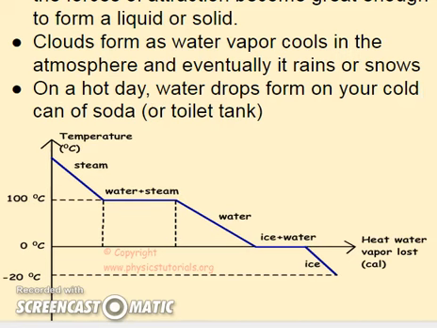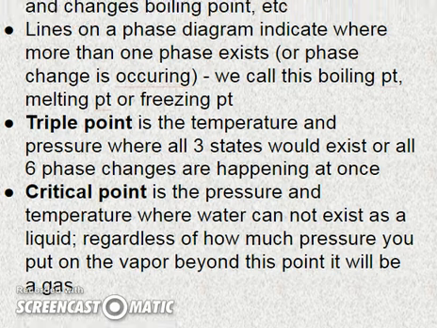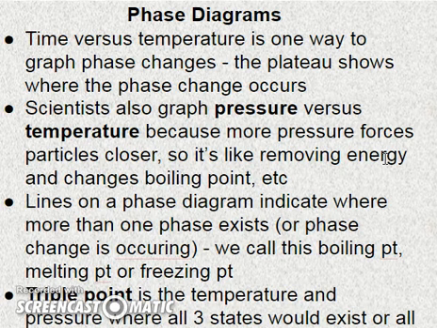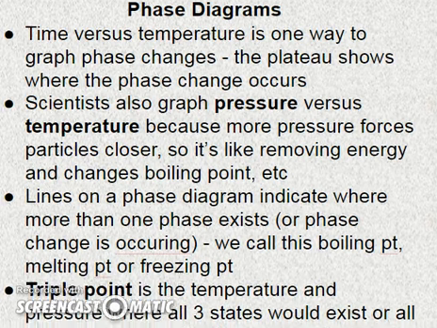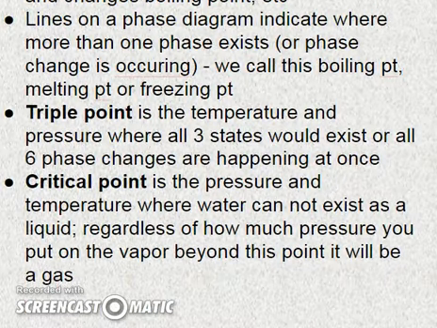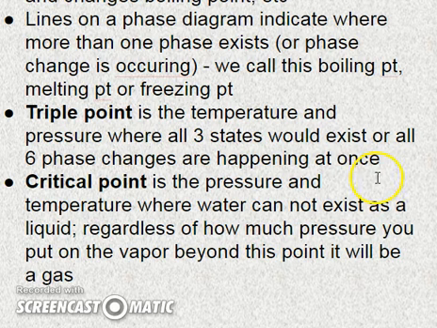The last thing to talk about are pressure temperature phase diagrams. And these are new probably to you, but it really shows the relationship between pressure and temperature. You can increase temperature and decrease pressure to have the same effect. So when we look at it, the lines on a phase diagram indicate where more than one phase exists or a phase change is occurring. So those would be your boiling point, melting point, etc. And the triple point is where all three states can exist.